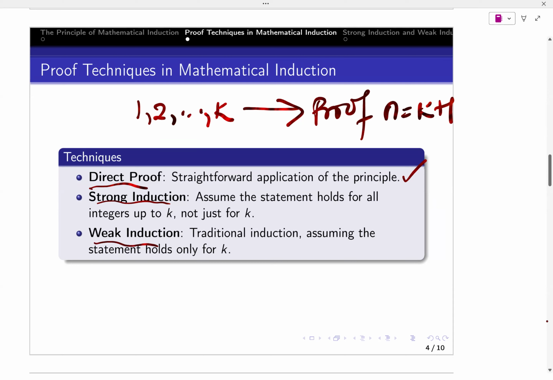Traditional induction, assuming the statement holds only for k. So for that traditional induction, you assume the statement holds only for k, you don't care about these other ones, you just assume for only k. And then you just go ahead and prove for n equals k plus 1.